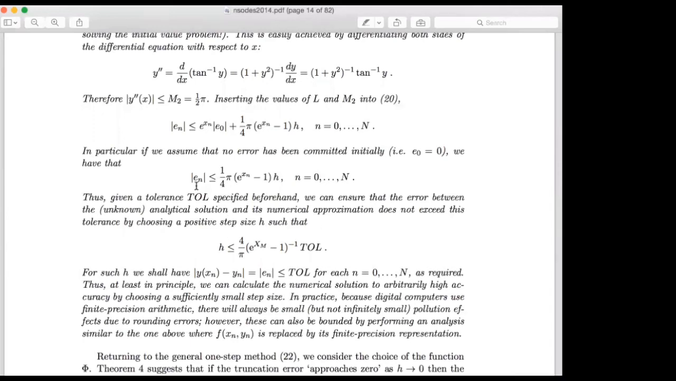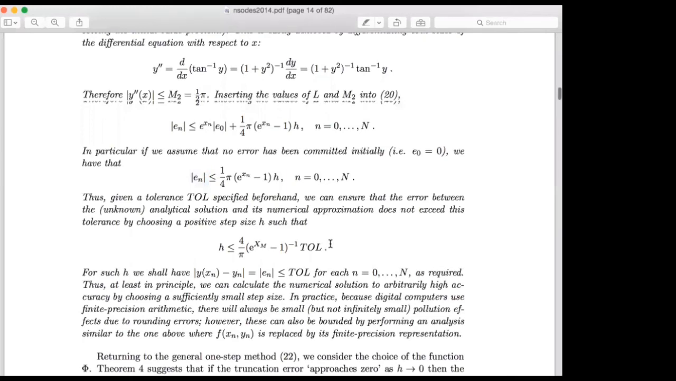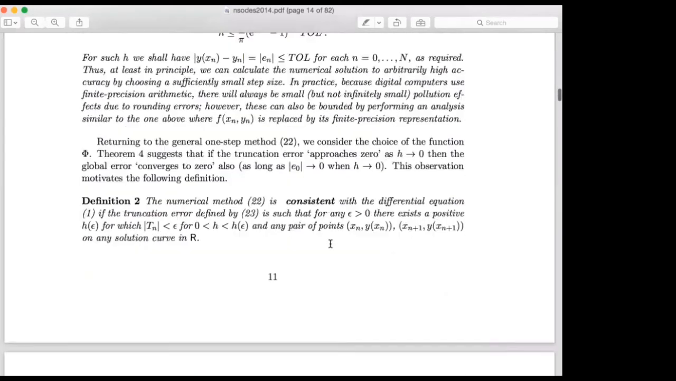Am I right? If we would be able to know this En, so we will take that this is less than or equal to TOL, and from there we can find the value of H, because H is in our hand. Yes, so that's why we can use this. If we know the error before computation, that can be used. Am I right? So in that way, we can use that.